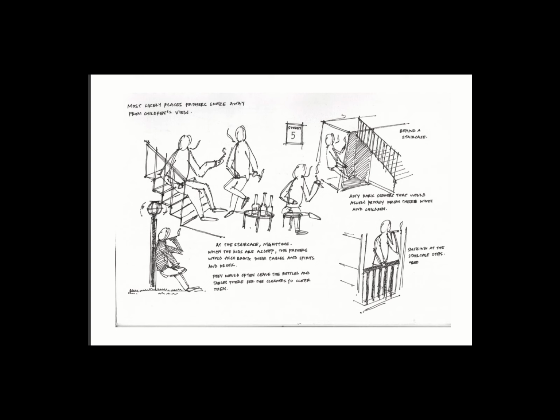So the other space I was looking into is the places where fathers would smoke away from their children's view. They don't want to be doing such actions in front of their children. So where would they be doing such vices? Where would they be smoking? Would they be smoking at the staircase? Would they be smoking behind the staircase? Would they be smoking in the corner or at the balcony or at the staircase steps?